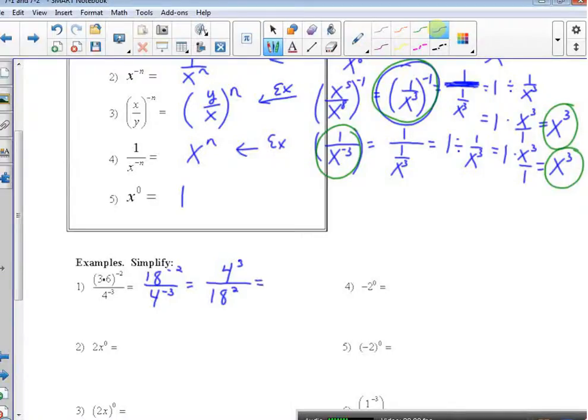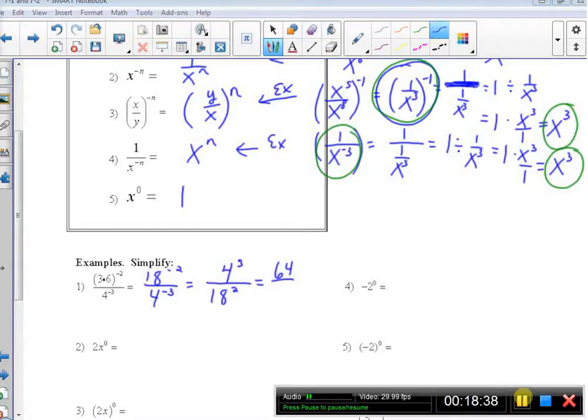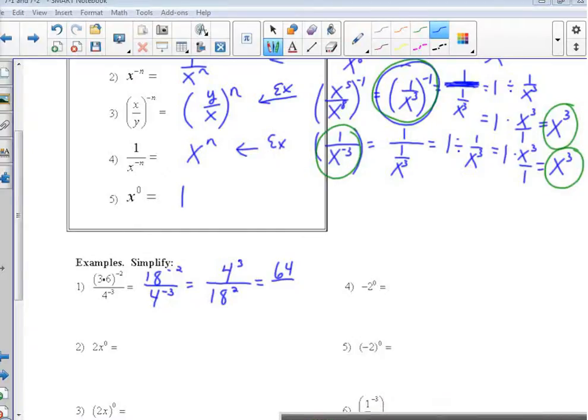So 4 to the 3rd is 64. And 18 squared, I am going to have to figure that. 18 squared is 324. Just grab my calculator.